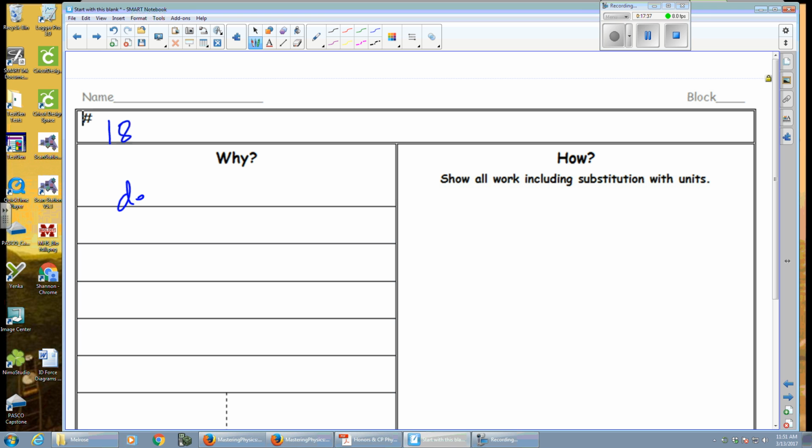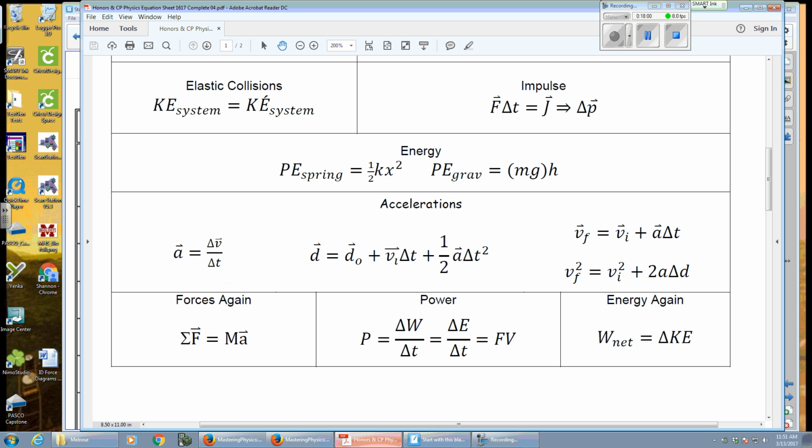I would put the definition of power here: rate at which work or energy is done. And then I would go to my equation sheet and notice I only have one equation under power. It says all these things about change in work over time, change in energy over time, or force times velocity. Oh, that's the one you need for the fly.